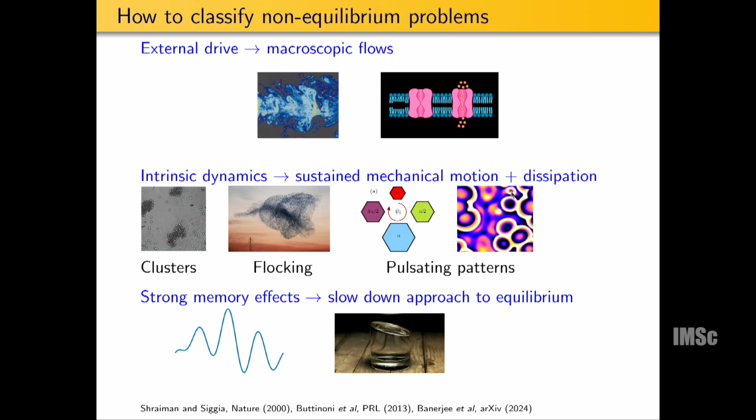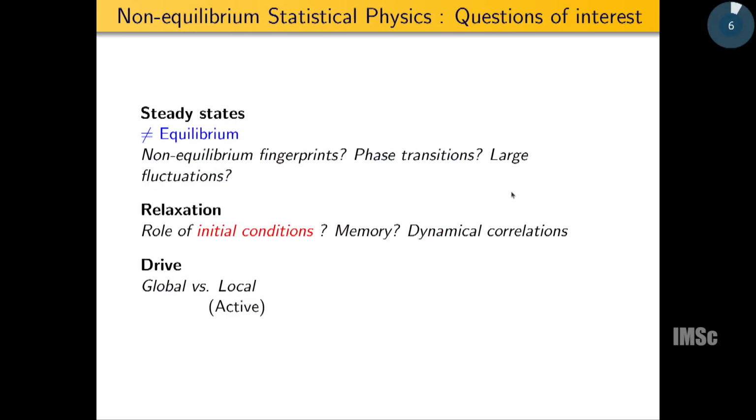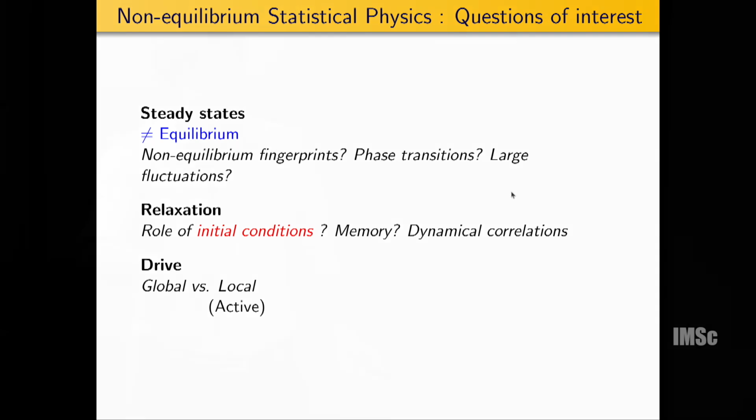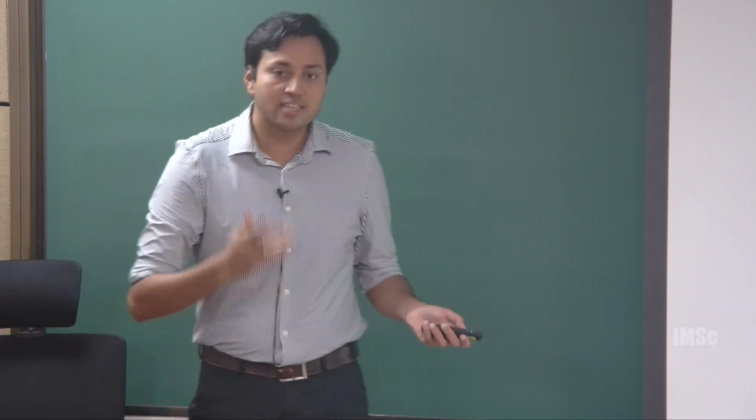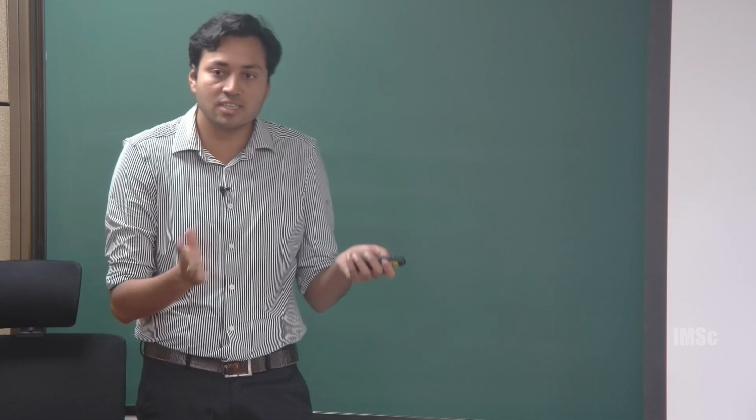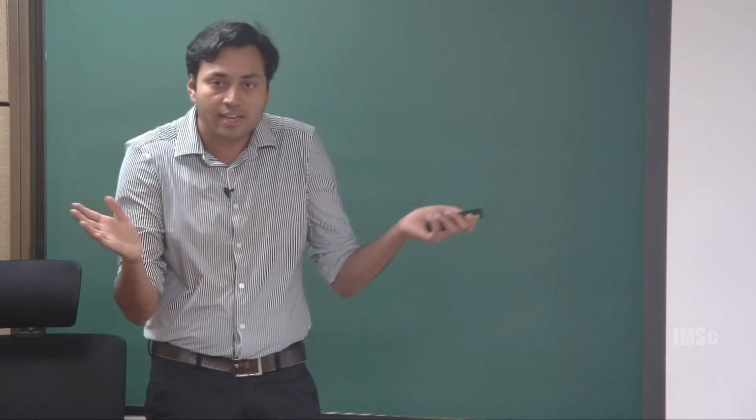Also I'll get into these memory effects in a moment, but let me first tell you what the questions of interest are when I look into non-equilibrium problems. First of all, what are the steady state properties of these systems? These are not equilibrium steady states. These are steady states, but inherently non-equilibrium. So what sort of non-equilibrium signatures can I draw? Where do these signatures hide? They usually hide in phase transitions. They give you phases which have no equilibrium analog.